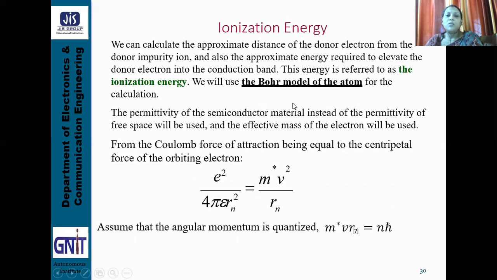We can use the Bohr model of the atom for the calculation. Generally, we calculate the ionization energy by utilizing this formula, that is the Coulomb force. This is the Coulomb force, and this is the centripetal force of the orbital electron, that is mv square by r.